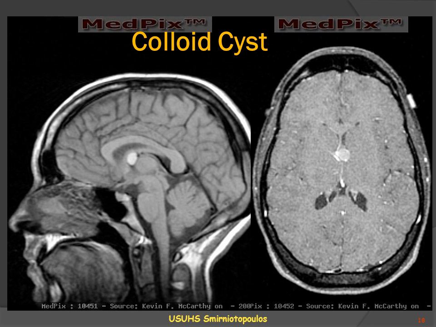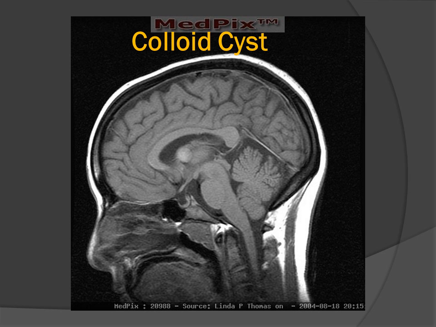Here is another example of a hyperintense colloid cyst in the anterior third ventricle, just at the origin of the internal cerebral veins, which are shown as flow voids, ending up joining the basal veins of Rosenthal to form the great vein of Galen, and then subsequently the straight sinus.